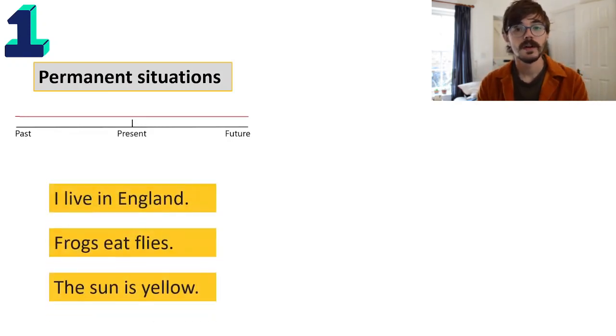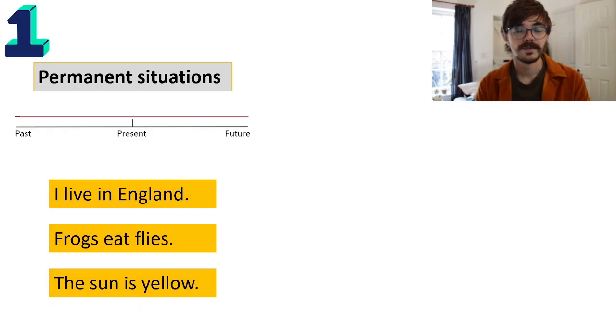For example, I live in England. I live in England now. I lived in England 5 years ago. I will continue to live in England. I have always lived in England. So I can say, I live in England. It's permanent.